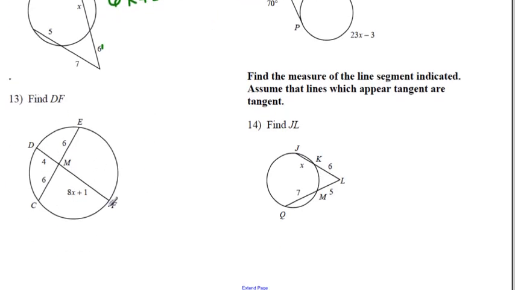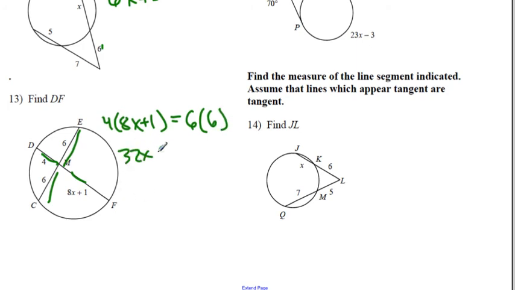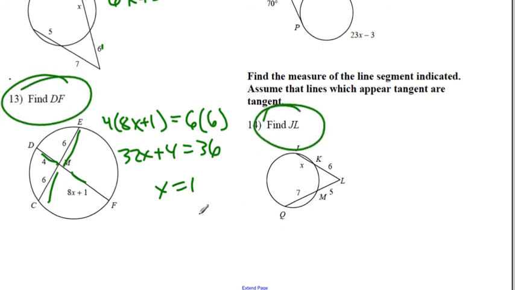Number 13, when we have 2 chords that bisect, then remember the product of the segments are equal to each other. So we're going to get 4 times 8x plus 1 is going to equal 6 times 6. I like to write it out here so you see what's going on. So 32x plus 4 equal to 36. Subtract, x will equal 1 in that one. Hey, I just gave you an answer. Same thing for this. Just be careful. Look at both of them. You got to find what they're asking you to find.